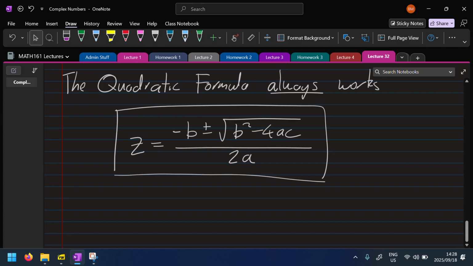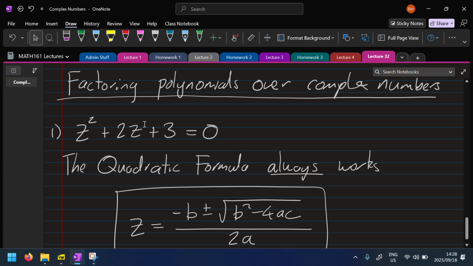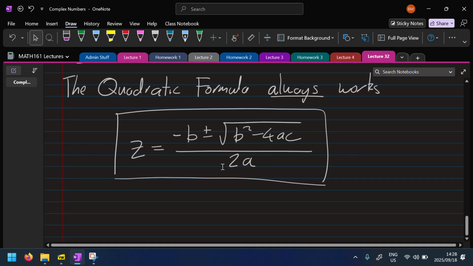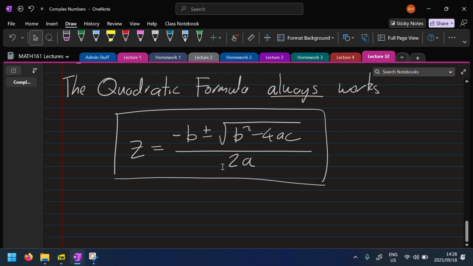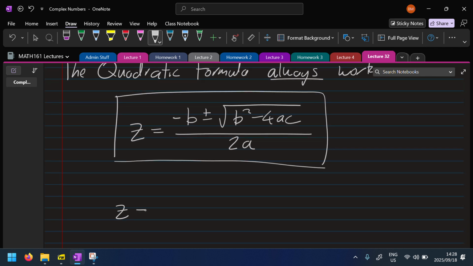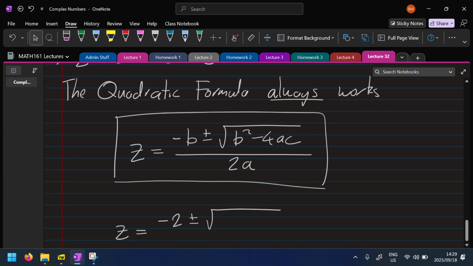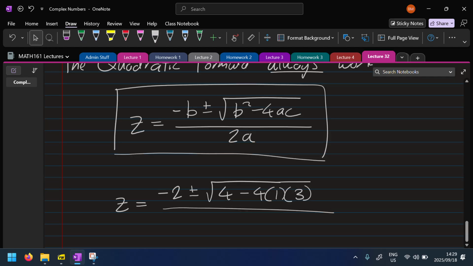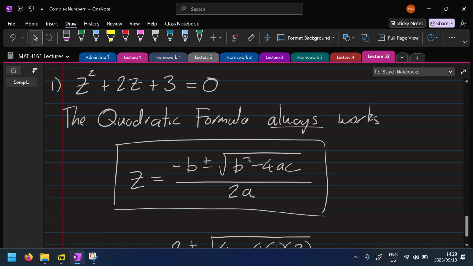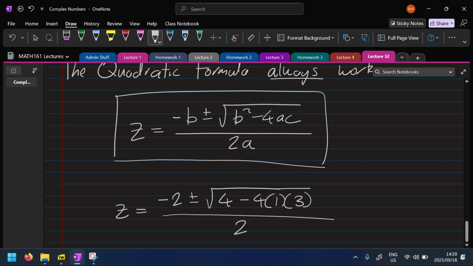Okay. So we're looking for a, b, and c. So here we have a is 1, b is 2, c is 3. So let's substitute, just treating it as the quadratic formula, and then we'll see how we get our complex solutions out of this. So z is going to be minus b, so that will be minus 2, plus minus the root of b squared, so that will be 4 from there, minus 4, a is 1, c is 3, all over 2a, but a is just 1. Okay, so we haven't done anything funny.